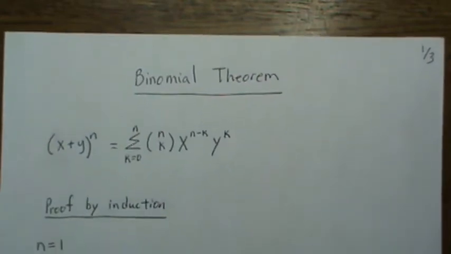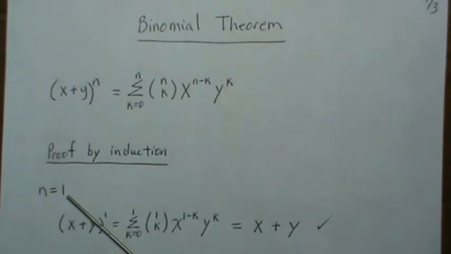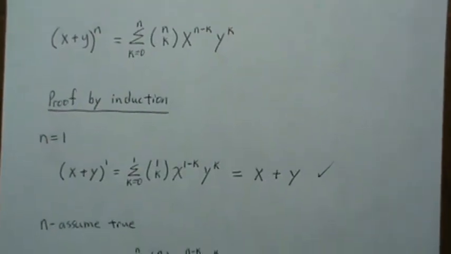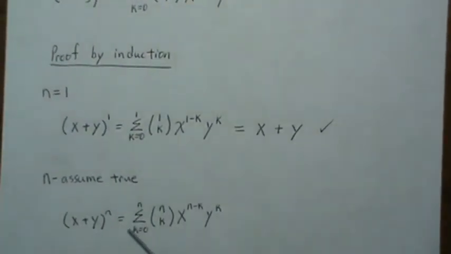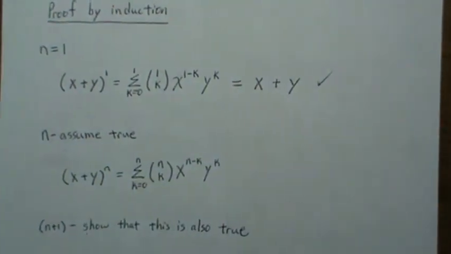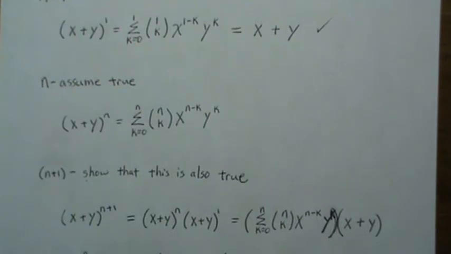We're going to prove this by induction. So we're going to first show that it's true for n equal 1, and it is. If you raise it to the 1, make n 1, it is true. So now, next we assume that it's true for n. So we assume this is true, and then we need to show that that also means it's true for n plus 1. So we go about that.